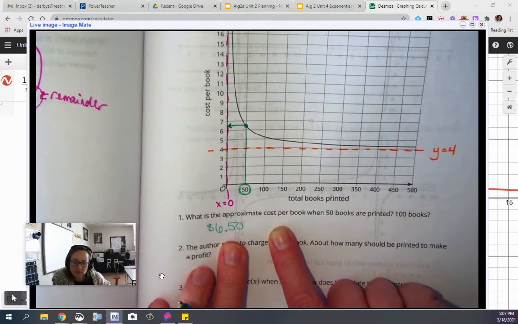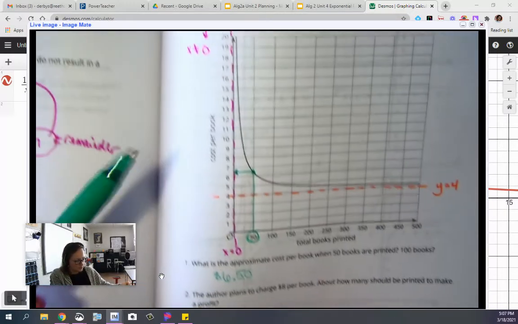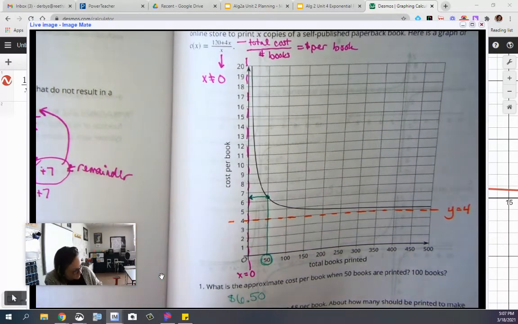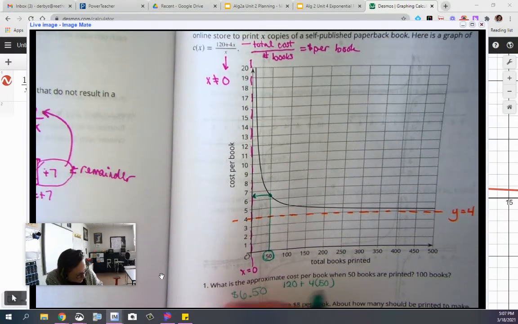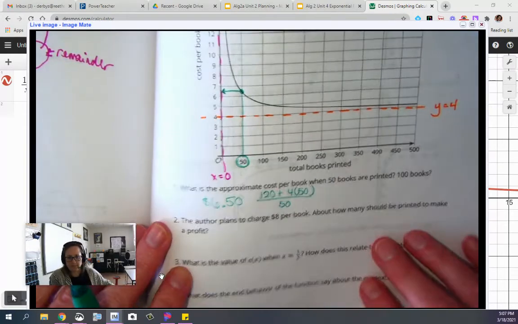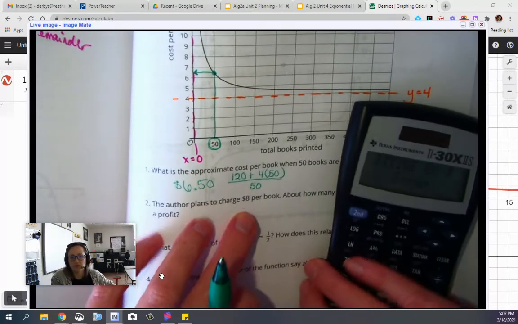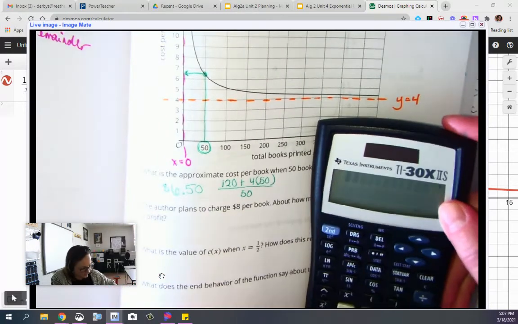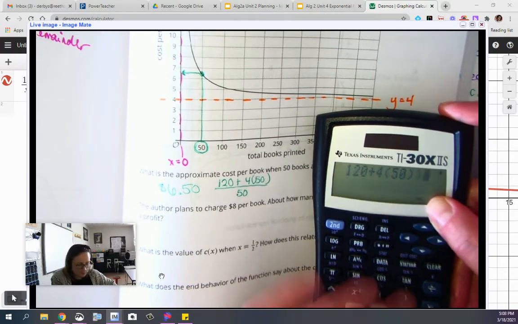Now, that was our estimate from the graph, but we could calculate the exact amount. All right, so let's plug it in up here. If we know that our x is 50 books, if we had 120 plus 4 times 50 books that we're going to publish, there's our total cost. And then we divide it by 50. Now be careful on your calculator. You can't enter this all at once unless you're using parentheses, because your calculator won't know what to do with it. So I'm going to do my total cost. 120 plus 4 times 50 books that we are going to publish.